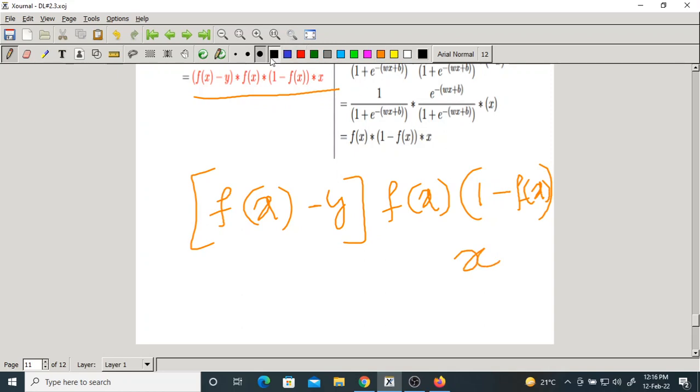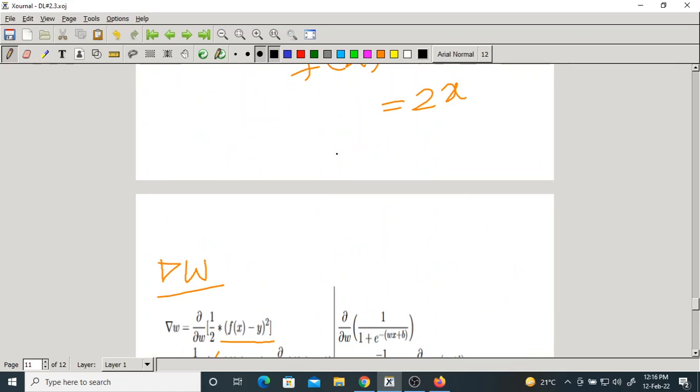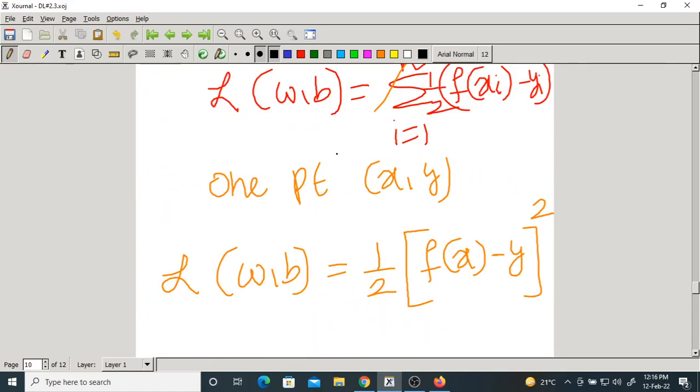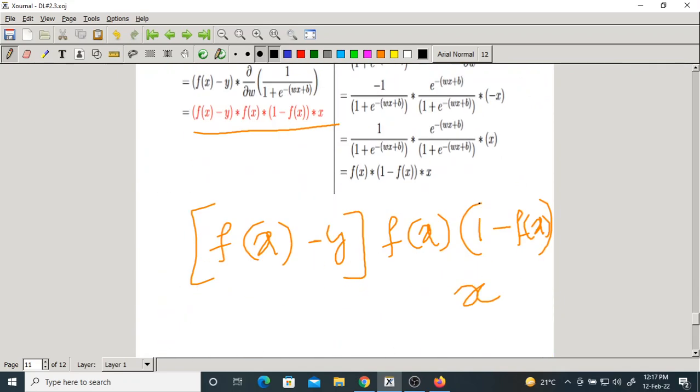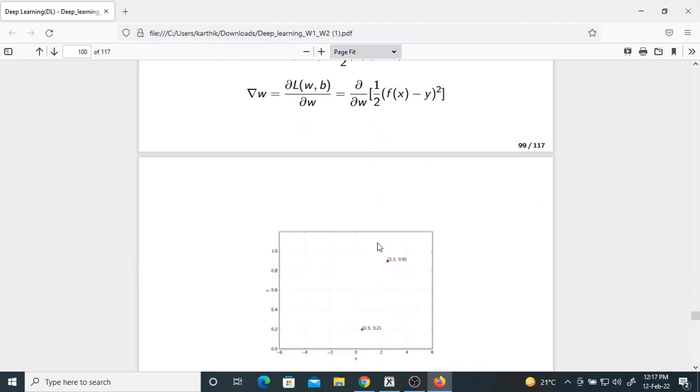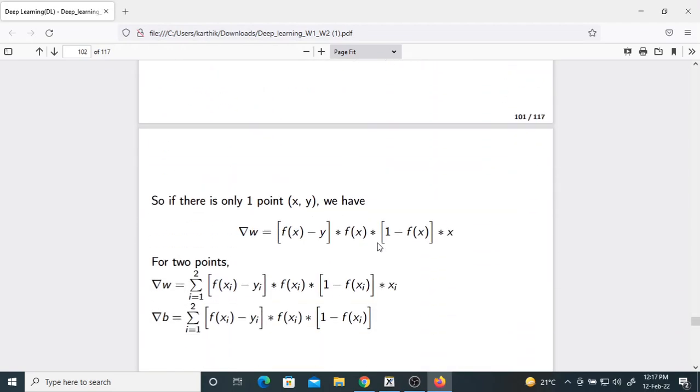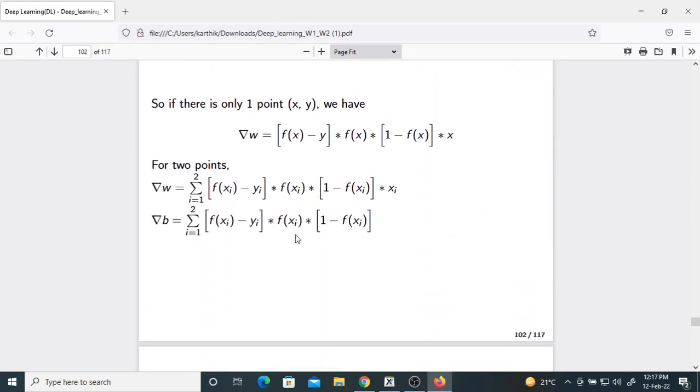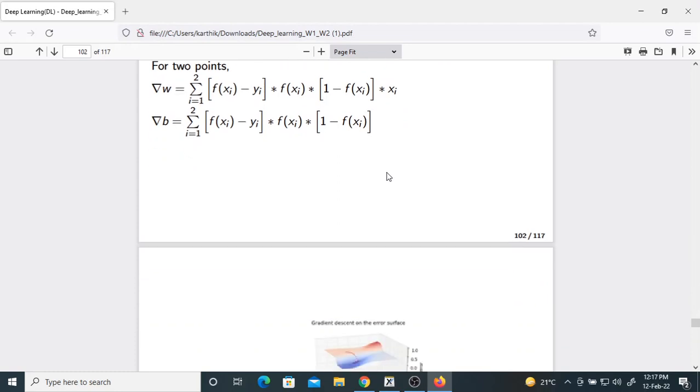Remember, this is only for one point, but actually there will be 2 points minimum. If you take it for 2 points, this is delta w, delta b. This is simple mathematics, nothing more than that.